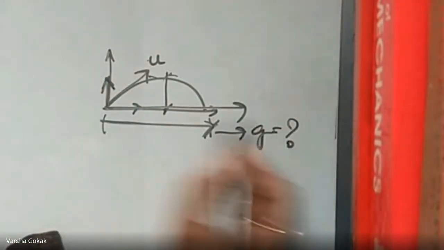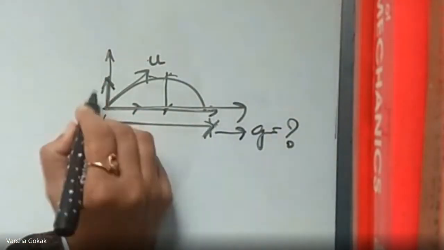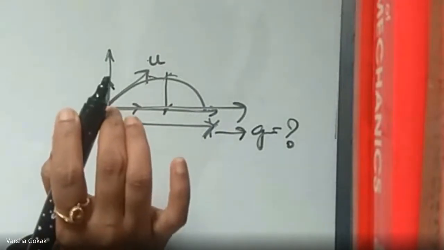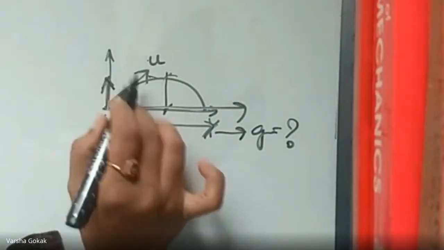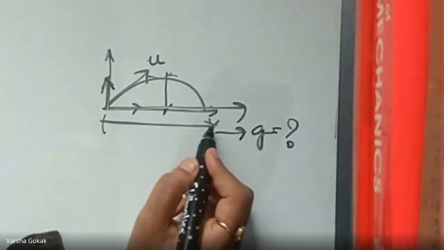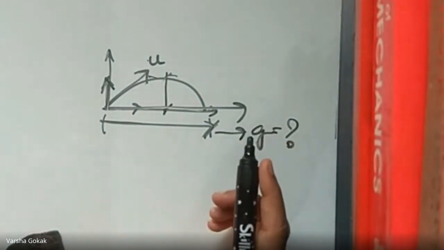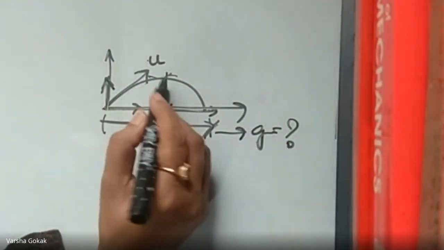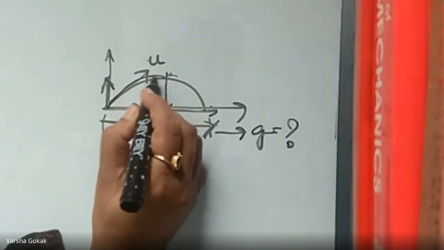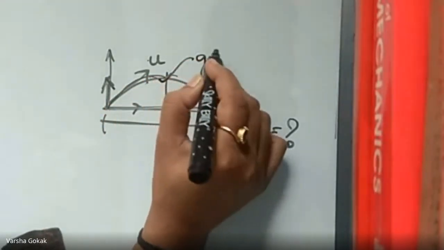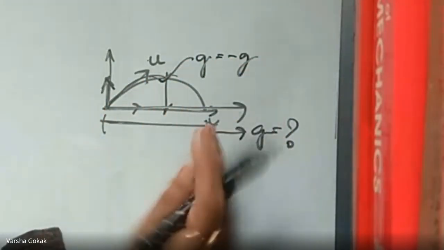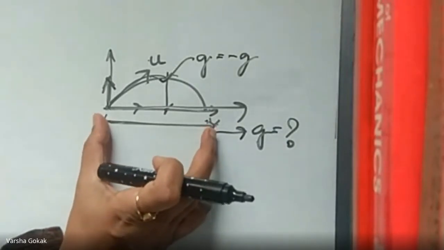Shifa, horizontal distance measure karna hai. In vertical I'm taking care of g. Okay. In vertical I'm taking care of g. In horizontal, I will not account for g. Only in vertical, because it is going against gravity here, so I am taking account of g, which is minus g. But in horizontal, I'm just taking the horizontal distance measured.